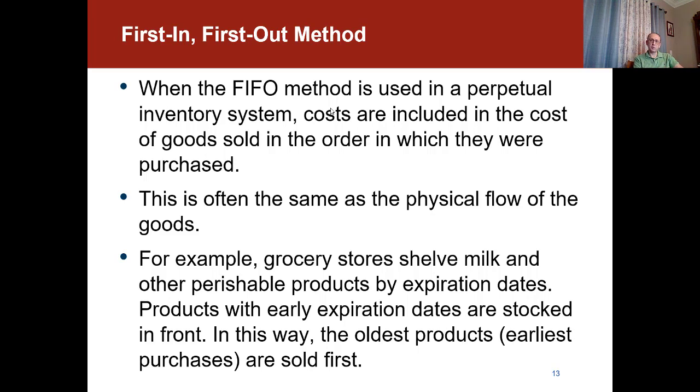So for example, grocery stores shelve milk and other perishable products by expiration dates. Products with early expiration dates are stocked in the front. In this way, the oldest products or the earliest purchases are sold first. This is typically what businesses would do.